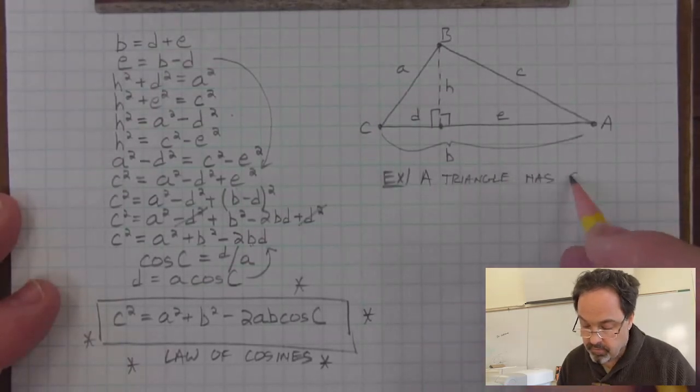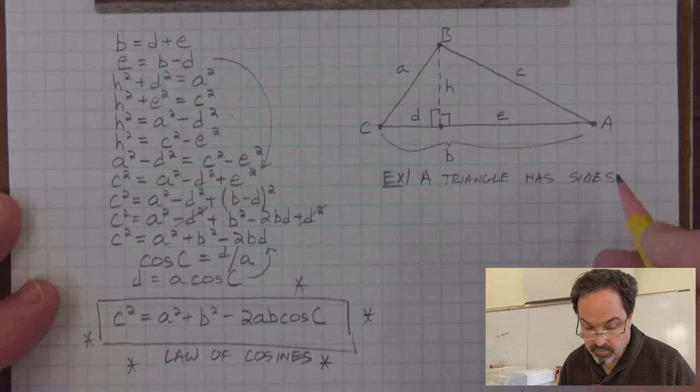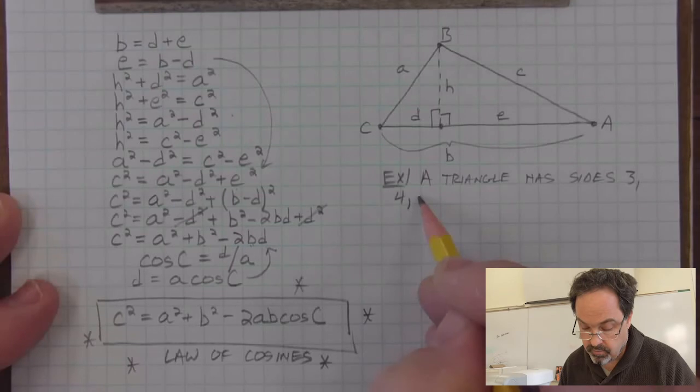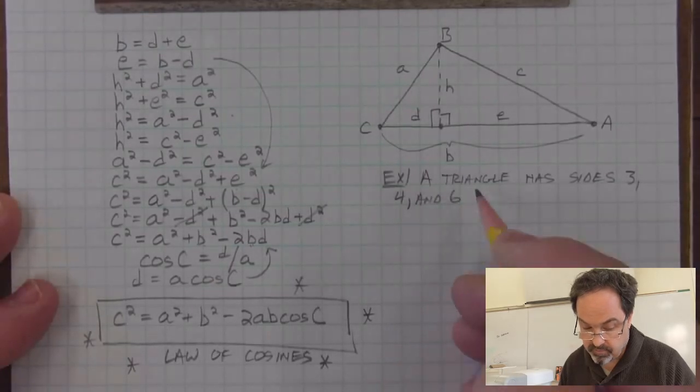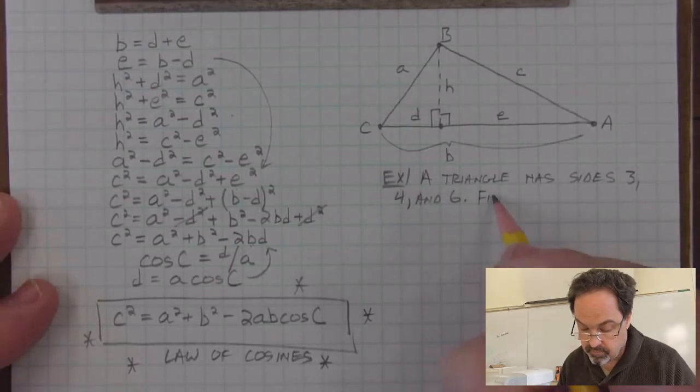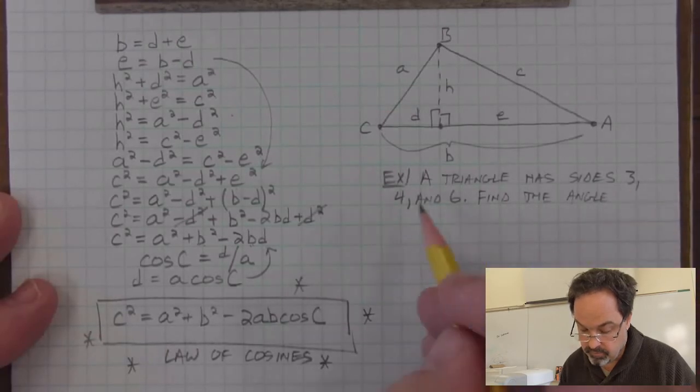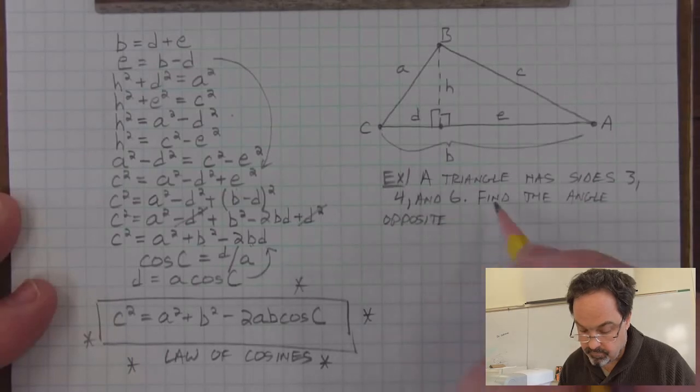A triangle has sides 3, 4, and 6. Find the angle opposite the side 4.